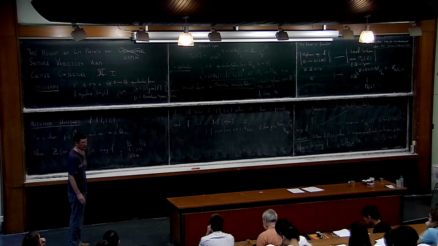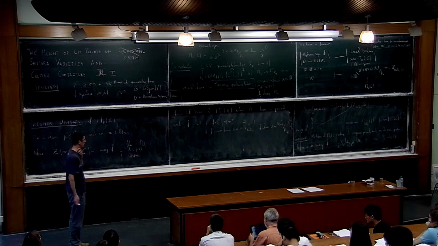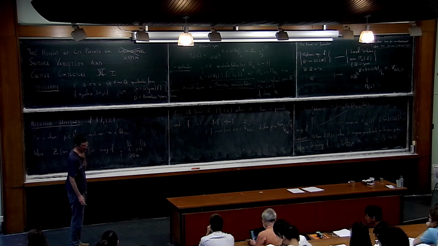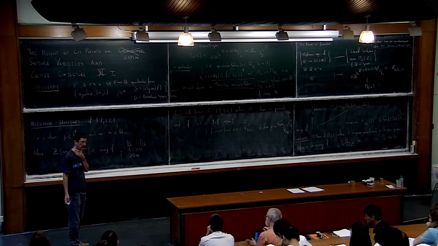And the second half will be finally the definition of the big CM points and how they relate to our Shimura varieties and why they compute the Faltings height for the complete reflex algebra.